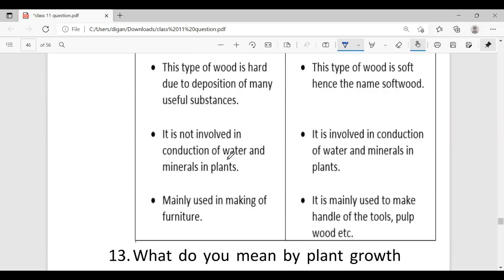Hardwood is not involved in conduction of water and minerals of the plant. Sapwood is involved in the conduction of water and minerals of the plant. Hardwood is mainly used in making furniture, handles of tools, pulp, wood, etc.